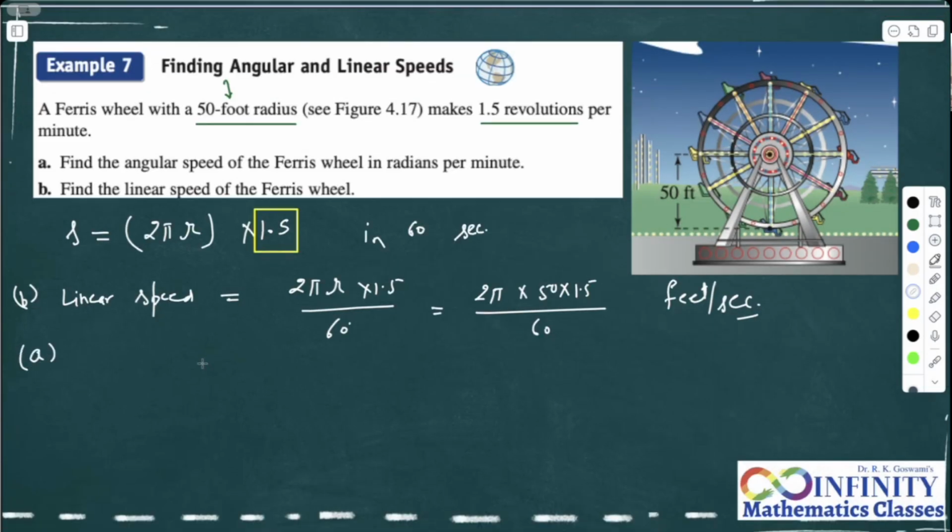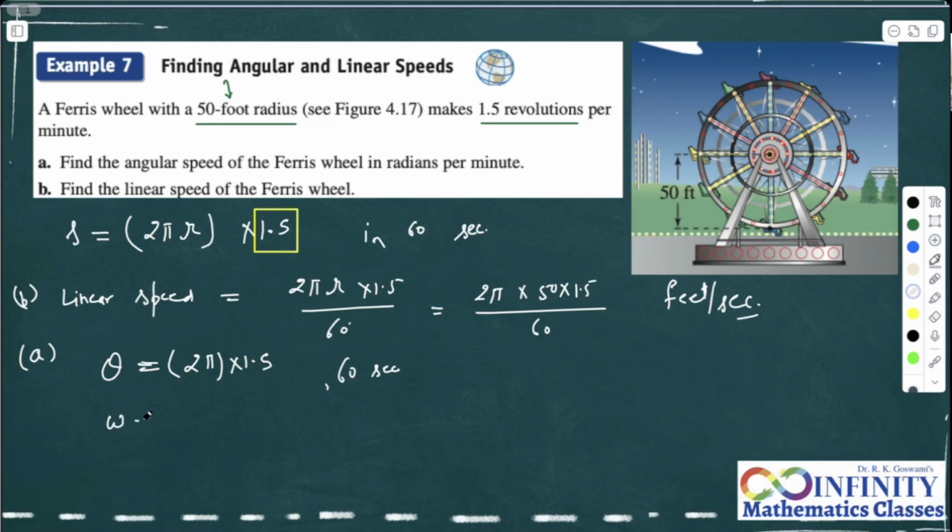Part A is: find the angular speed of the wheel. So theta is required. What is going to be the theta? In 60 seconds, it is completing 1.5 revolutions. One revolution will give you angle 2 pi. 1.5 will give you 1.5 times 2 pi. This is going to be the central angle for you.